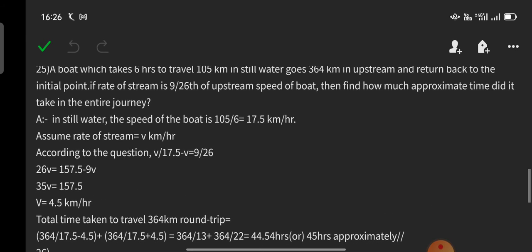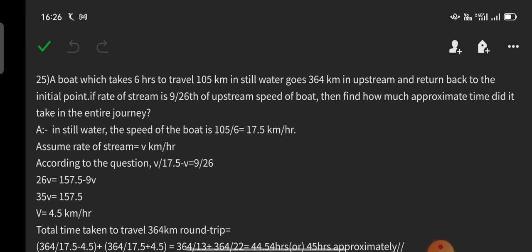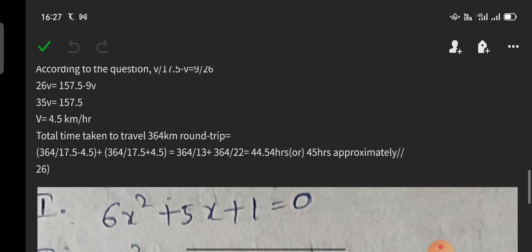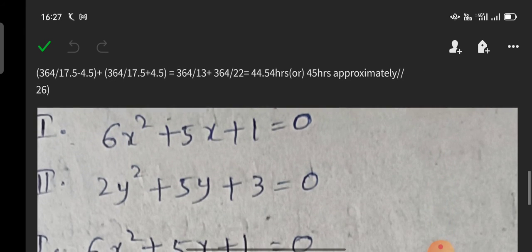A boat which takes 6 hours to travel, this is a boats and streams question. A boat which takes 6 hours to travel 105 km in still water goes 364 km upstream and returns back to the initial point. If the rate of the stream is 9 by 26 of the upstream speed of the boat, then find approximately how much time it took in the entire journey. So in still water, the speed of the boat is 105 by 6, that is 17.5 km per hour. So by solving this, we are getting approximately 45 hours.